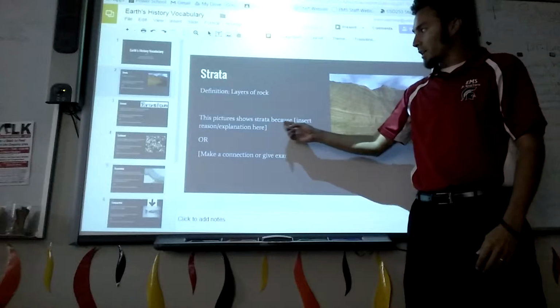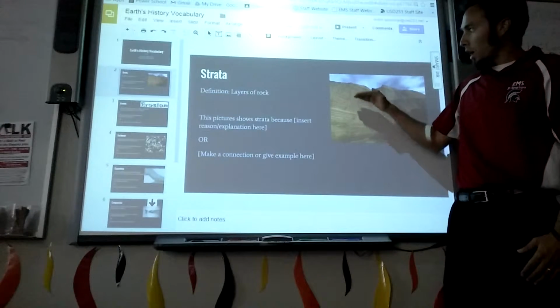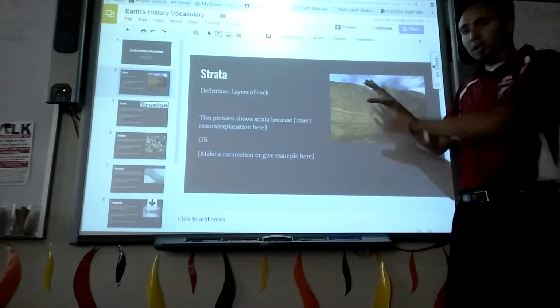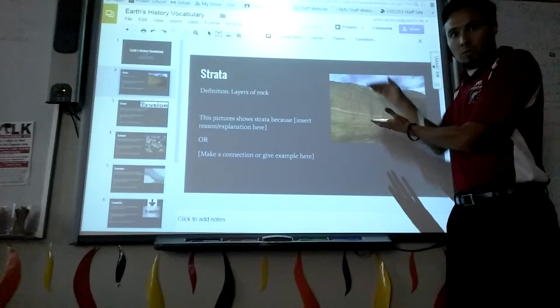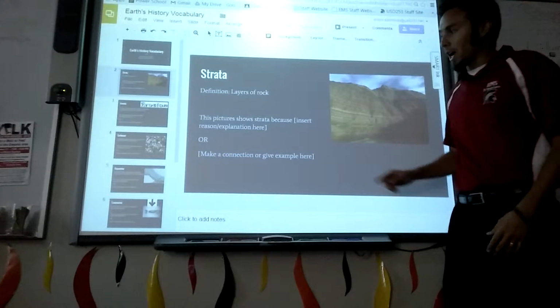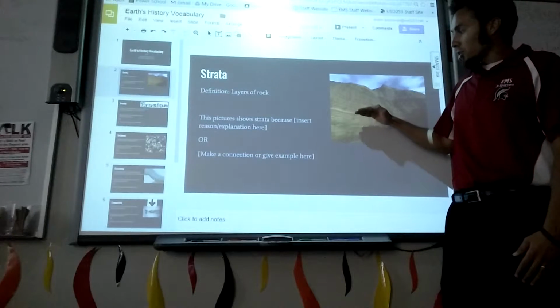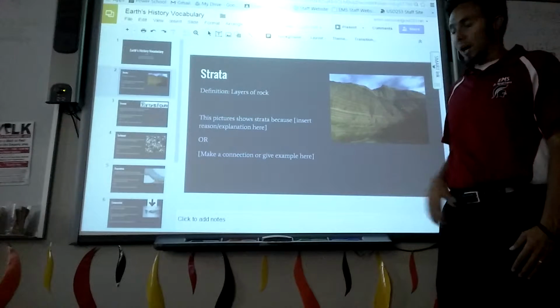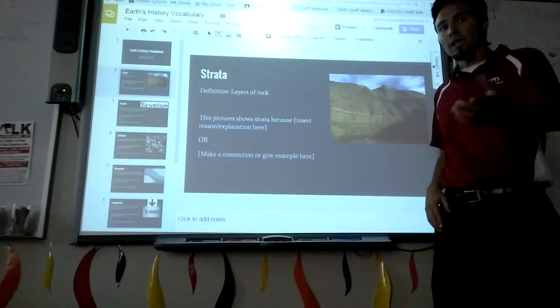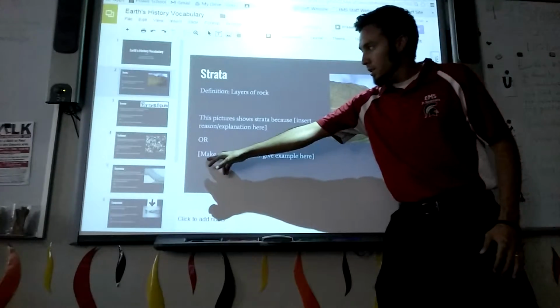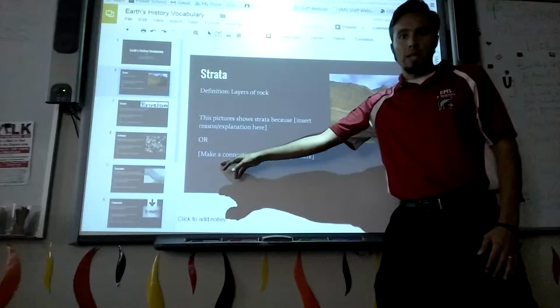The picture shows strata because as we look at these rock layers, as we look at this rock face, we see layers. We see strata. So that's what you would type in here: that this picture shows strata because it shows us layers inside of a rock. Okay. Also, what you'll need to do anytime we do vocab is to make a connection or give an example.